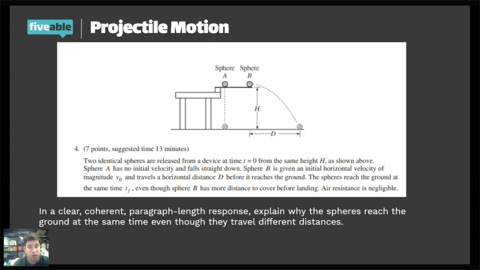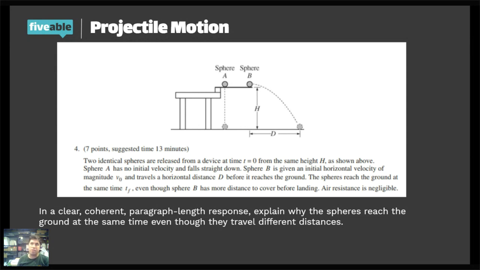This, if you don't know, always shows up on the AP exam. There'll always be at least one of these paragraph response parts where you have to basically make a claim, cite some evidence, and then support it with some reasoning. So in this case, we are supposed to explain why the spheres reach the ground at the same time, even though they are traveling different distances. So let's think about how you would construct that.